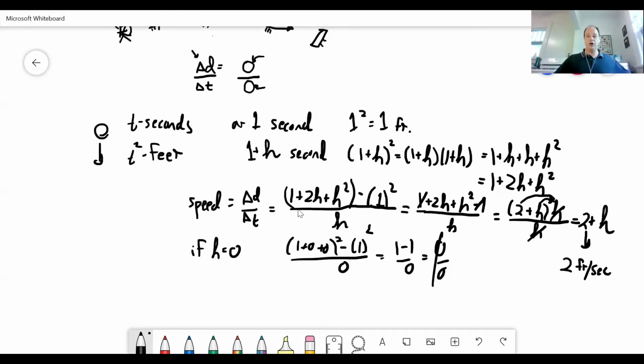So we have just concluded that the arrow, or the rock, the falling rock at 1 second is traveling at a speed of 2 feet per second. Ta-da! And there we get it. We can actually get, through this use of infinitesimals, a speed at that instant in time. Whew.